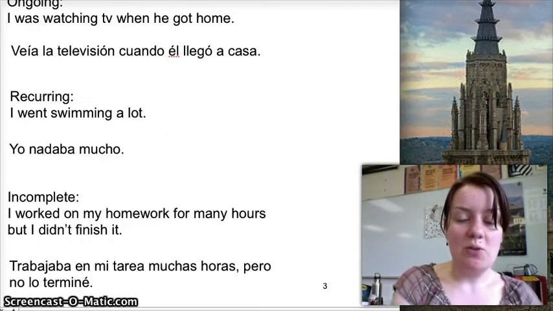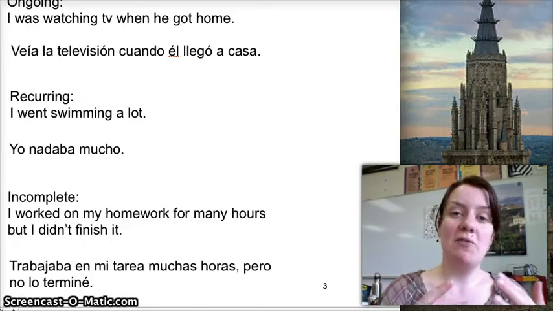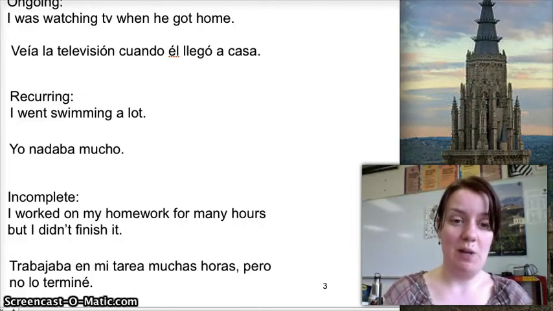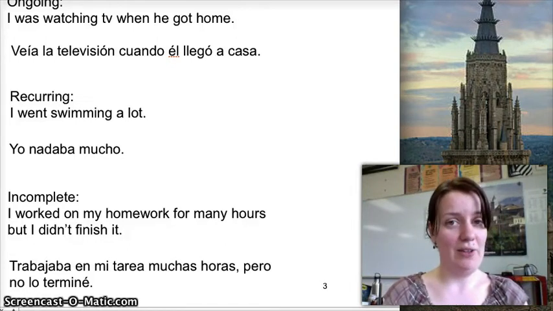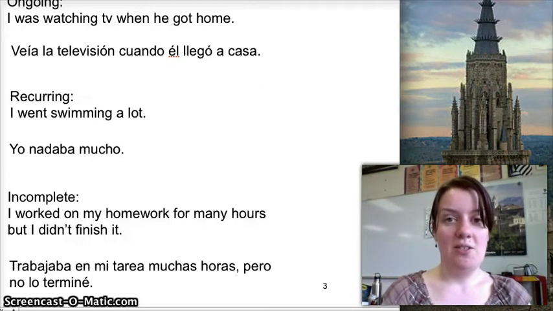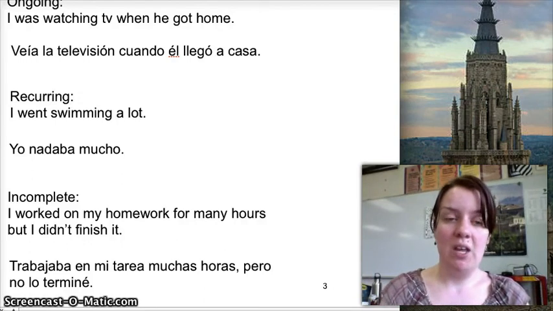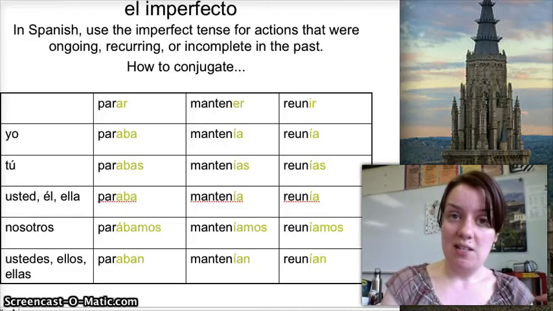Incomplete, for example, if you're doing something for a while but it never actually gets done. So I worked on my homework for many hours but I didn't finish it. I know that feeling as a grad student. So trabajaba en mi tarea muchas horas, pero no lo terminé. Again, if you look at terminé, that's preterite because finishing something is an event, whereas working on it is more of an ongoing state.